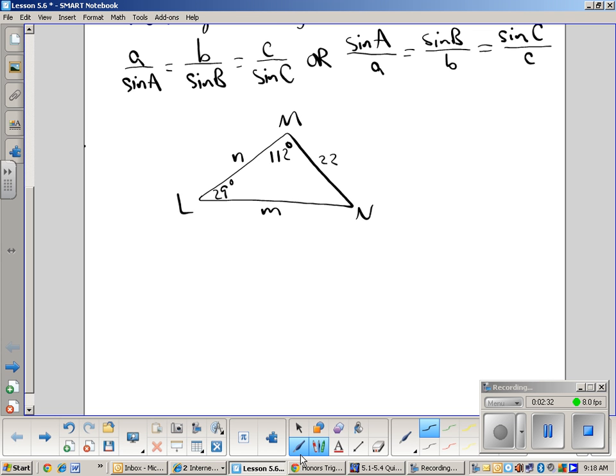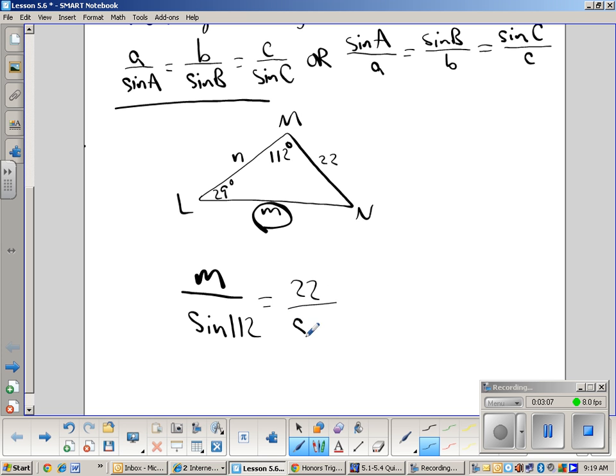when I apply the law of sines, I look at what I'm looking for. I'm looking for m, a side, and so it's just easier to solve if I put that m on top. And so I'm going to use this method. I'm going to say m over sine of 112 equals 22 over sine of 29.